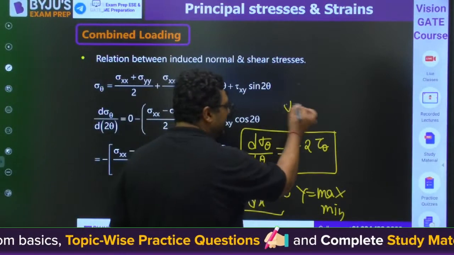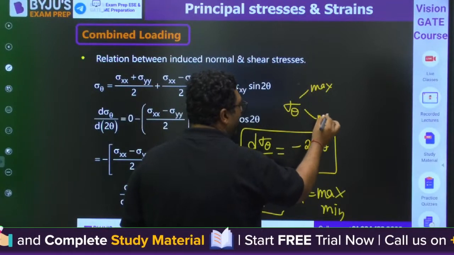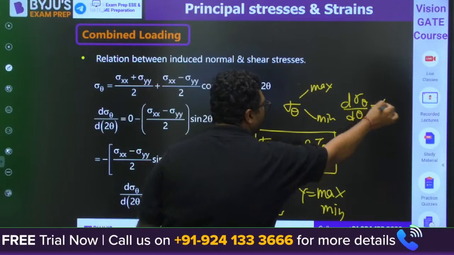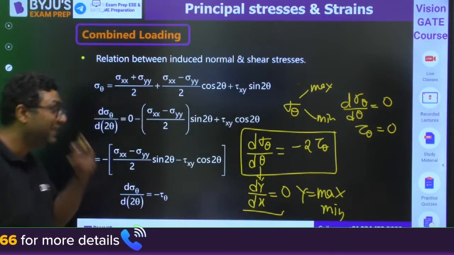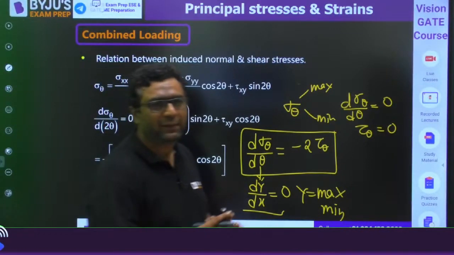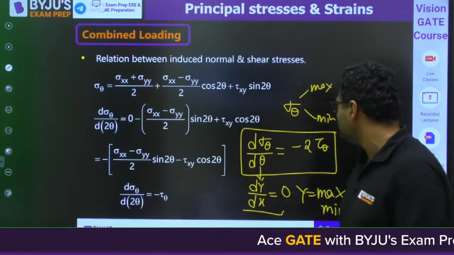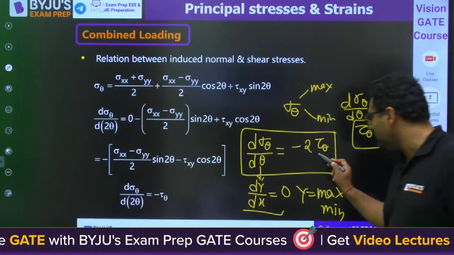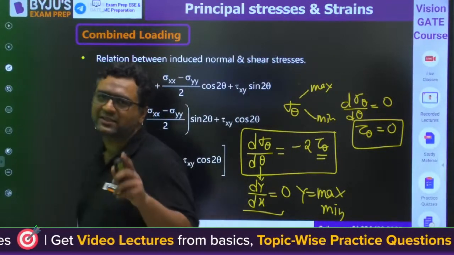Similarly, we can say sigma theta will be maximum or minimum when d sigma theta by d theta is equal to 0. But this is also equal to tau theta, so when tau theta is equal to 0, that is why we get the principal planes. That is why we get the maximum and minimum value of normal stress when shear stress becomes 0, because you can see this is equal to tau theta. That is why at principal plane shear stresses are 0.